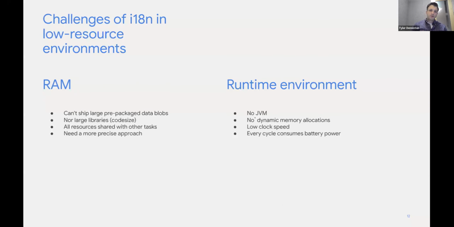If you're not used to thinking about what the embedded software development environment looks like, I've highlighted what I think are two big categories of challenges that we face, at least with the Pixel Watch. One, the MCU has very little RAM, which means we don't have the luxury of shipping really large prepackaged blobs of data. And it also means we don't have the luxury of shipping really large libraries in terms of code size. All of these resources are being shared by other tasks.